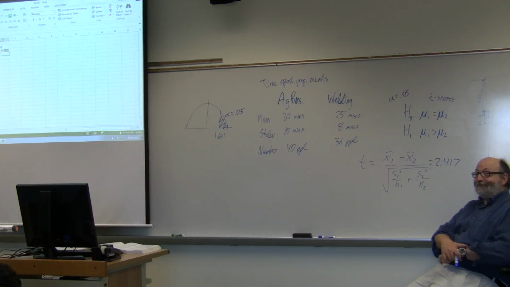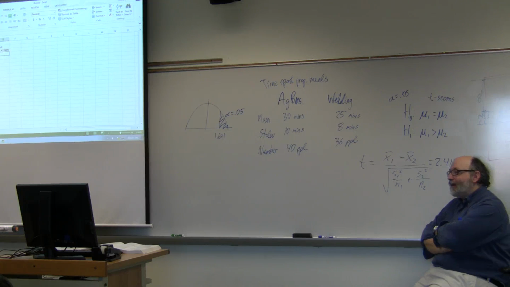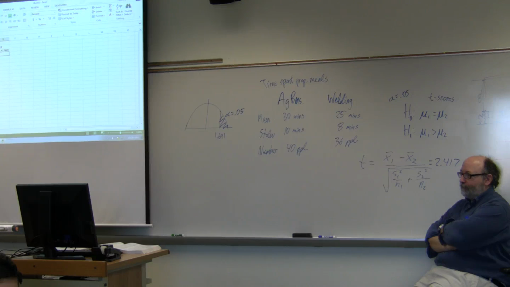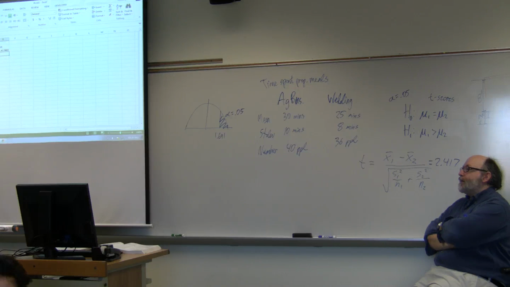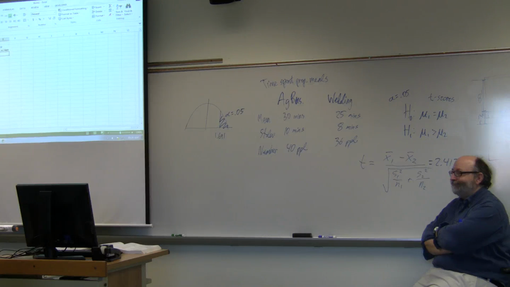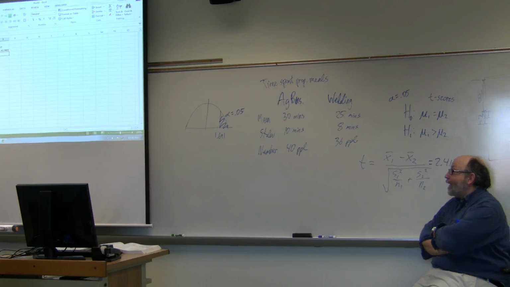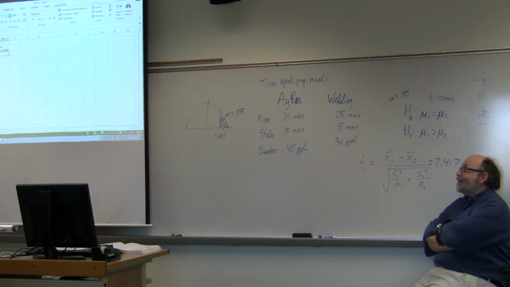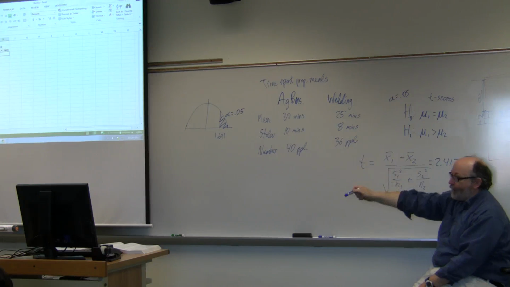All right. 2.417. Any question about getting that number? Okay. So, what do we do with that number? We reject the null. And why are we going to do that? Because the number is in the rejection region. That's correct. This number here, which is the test value, is in the rejection region, so we reject the null hypothesis.